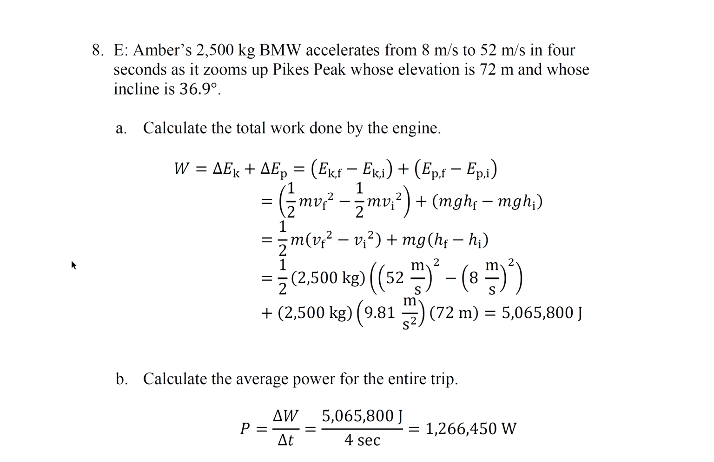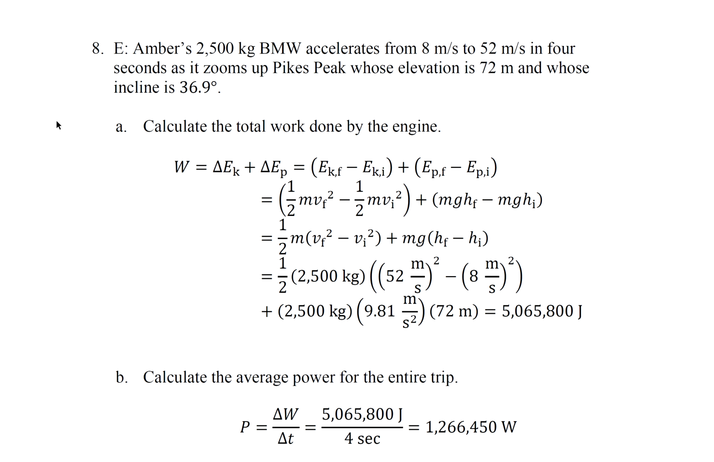Question 8. Amber's 2,500 kilogram BMW accelerates from 8 meters per second to 5,200 meters per second in 4 seconds as it zooms up Pikes Peak, whose elevation is 72 meters and whose incline is 36.9 degrees. Part A, calculate the total work done by the engine. So we got the change in kinetic energy plus the change in GPE. So we have numbers for change in kinetic energy. We have numbers for change in GPE.